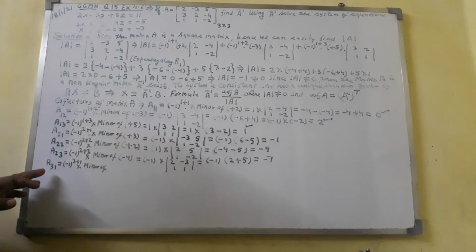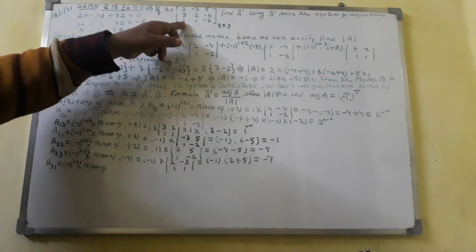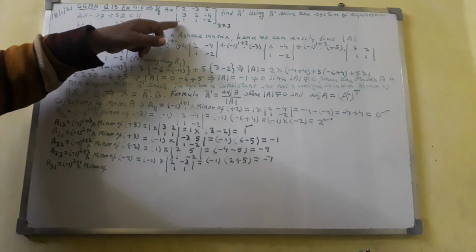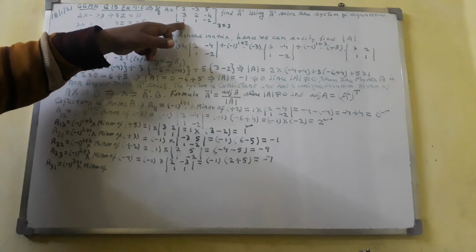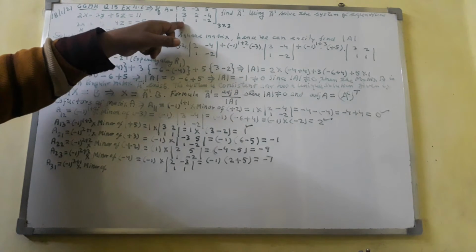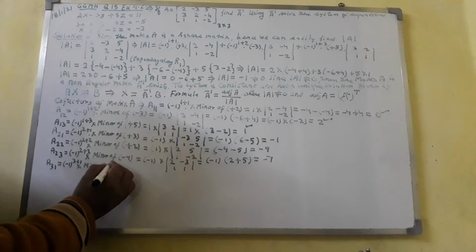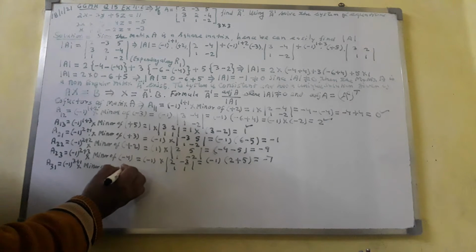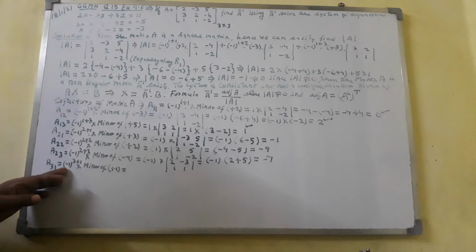minor of A31. A31, locate the element A31. A31 will be this one. Because the matrix A is there, A has come. 31 means third row, first column. Third row is this one, first column is this one. So this element I shall locate. So you have to get the minor of +1. So here write +1, minor of +1. So you will get here -1 raised to power 4 comes out to here 1.